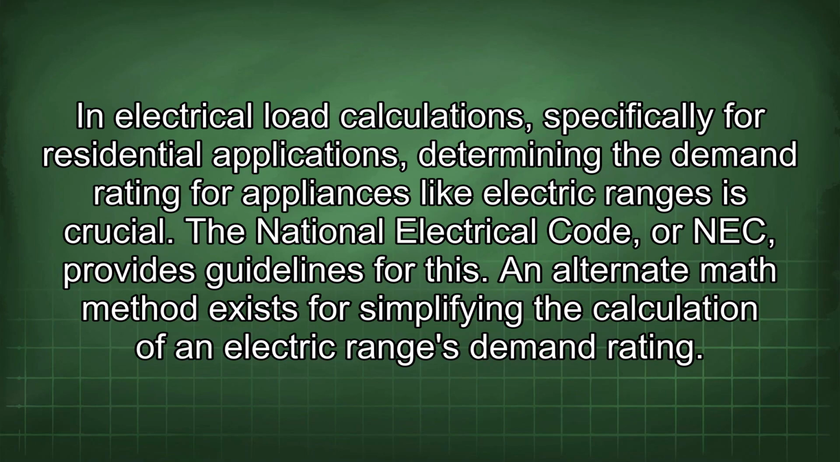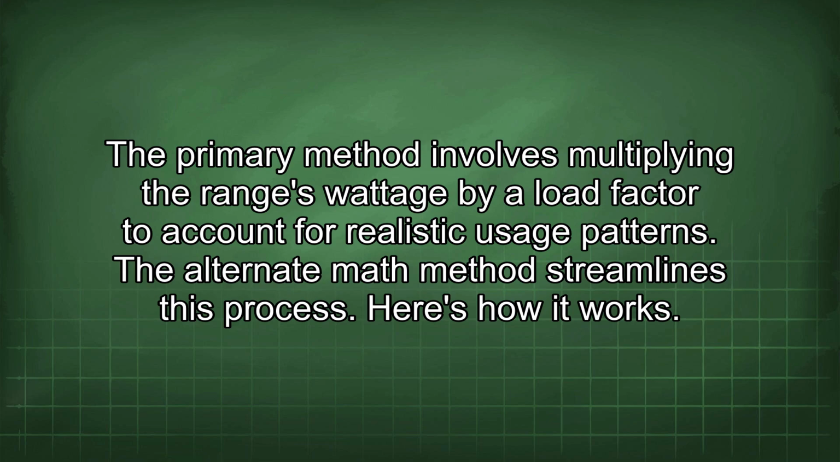In electrical load calculations, specifically for residential applications, determining the demand rating for appliances like electric ranges is crucial. The National Electrical Code, or NEC, provides guidelines for this. An alternate math method exists for simplifying the calculation of an electric range's demand rating. The primary method involves multiplying the range's wattage by a load factor to account for realistic usage patterns. The alternate math method streamlines this process.